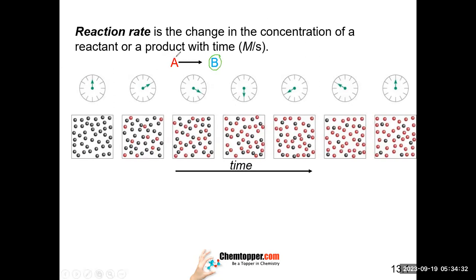Let's say I started with A initially, I'm writing here, children, A giving me B. Remember I told you about initial and final. Initially, let's say there is 2 molar of A and B is 0. And finally, after let's say 5 seconds, because we are dealing with kinetics, now I will start talking about time.